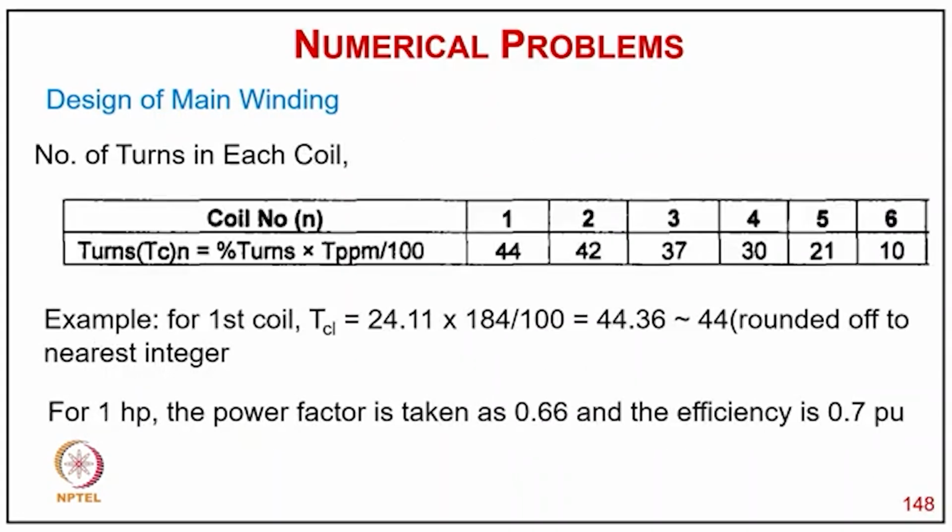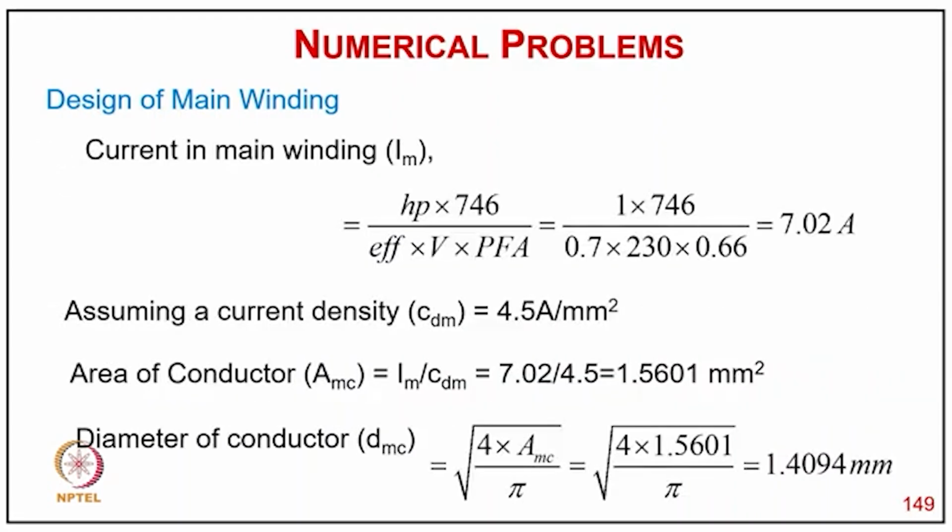Now the turns in each coil, coil number 1 to 6, and percentage turns are typically put according to this distribution as calculated from this. So the first coil is TCS, which comes to around 44 turns. For the ampere power factor, it is taken as 0.6 and efficiency is 0.7. So the current in the main winding, from this power relation with efficiency, power factor and voltage, comes to 7.02 ampere.